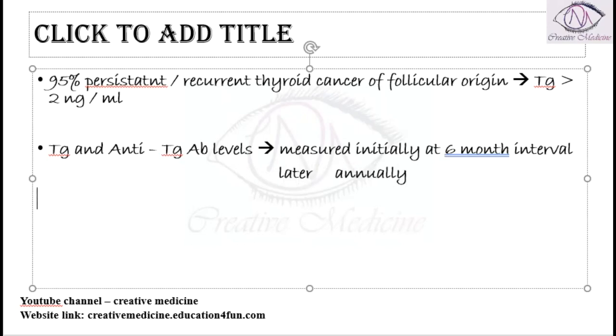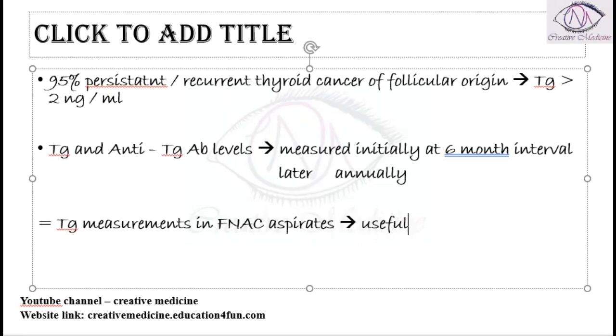Next. Recently, it has been found that if you do thyroglobulin measurements in FNAC aspirates, after taking an FNAC aspirate, it is very useful in the detection of nodal metastatic disease.